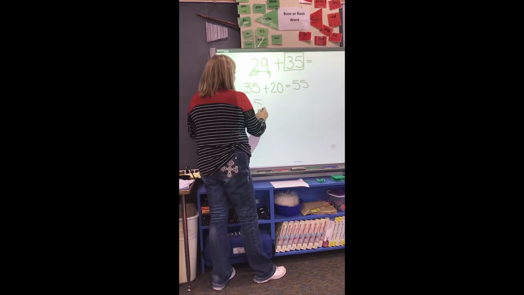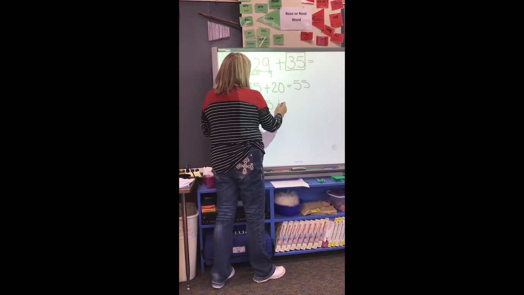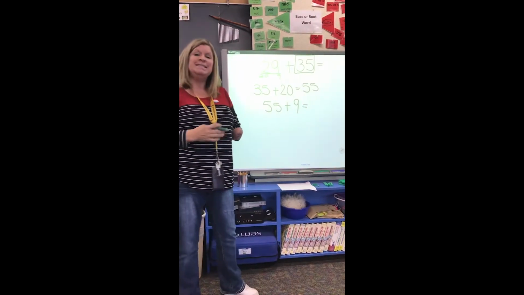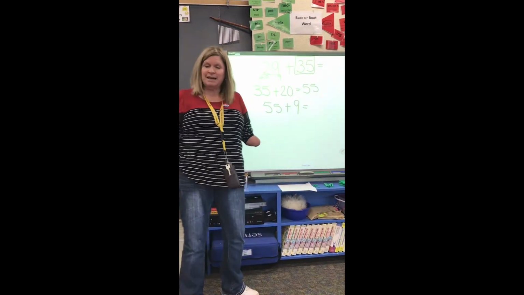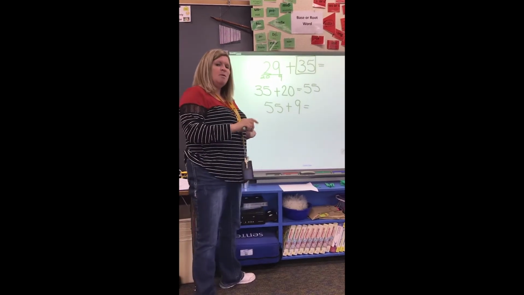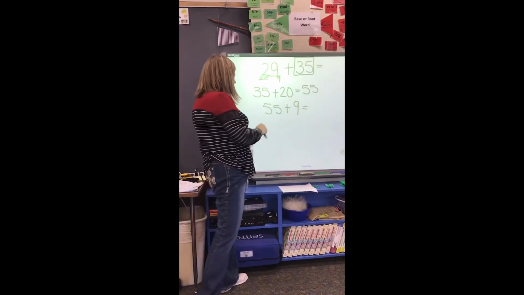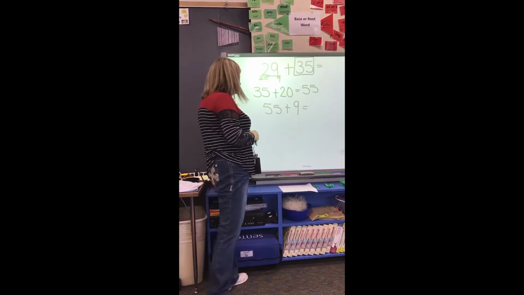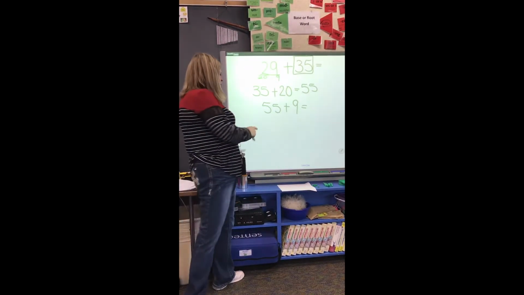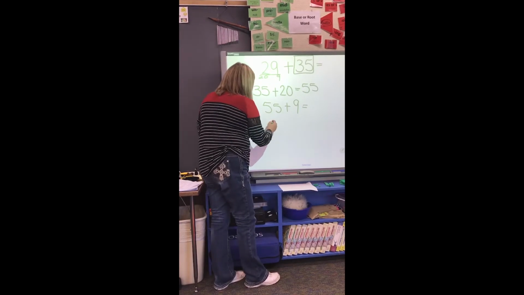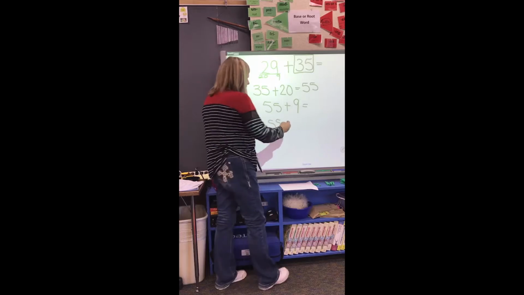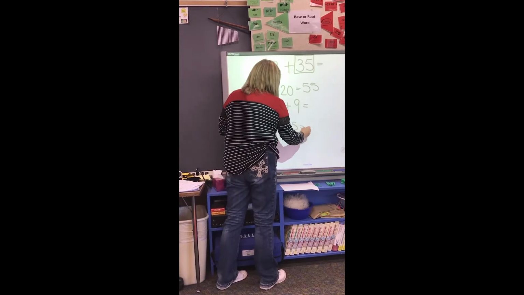And so 55 plus 9. What we teach kids to do is to decompose that second number. And so we are going to ask them, what is the 10 that comes right after 55? And that 10 is 60. So what is it going to take for me to add 55 plus 5 will get me to 60.